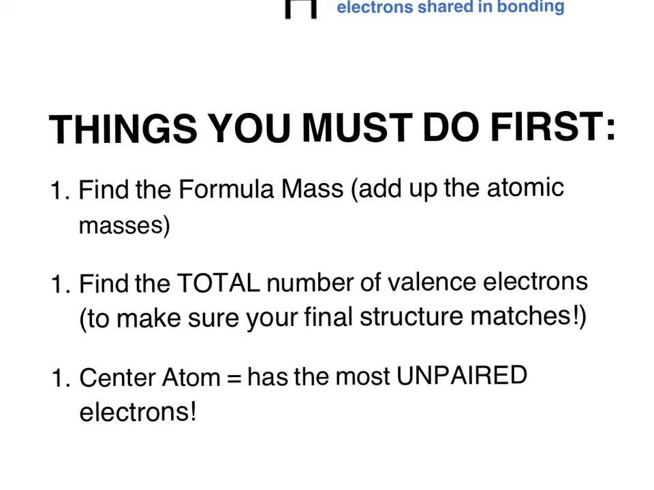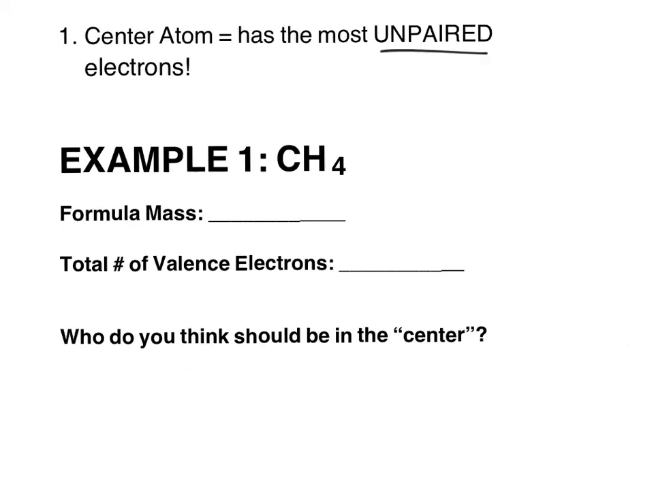The things you must complete when you're doing this is you must find the formula mass, which is just adding up my atomic mass. So it's just taking the number, that's the decimal, and multiplying by the number of that element, and then adding your compounds all together. After you do that, you want to find the total number of valence electrons, and then you want to find the center atom, which is my most unpaired electrons. So why don't we do an example?